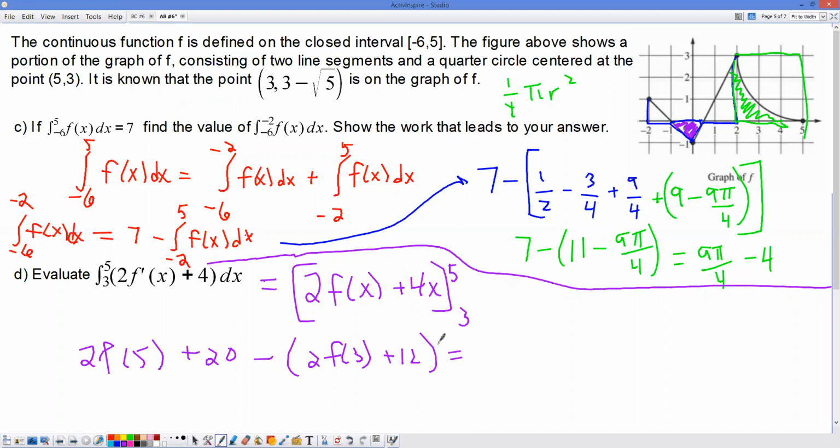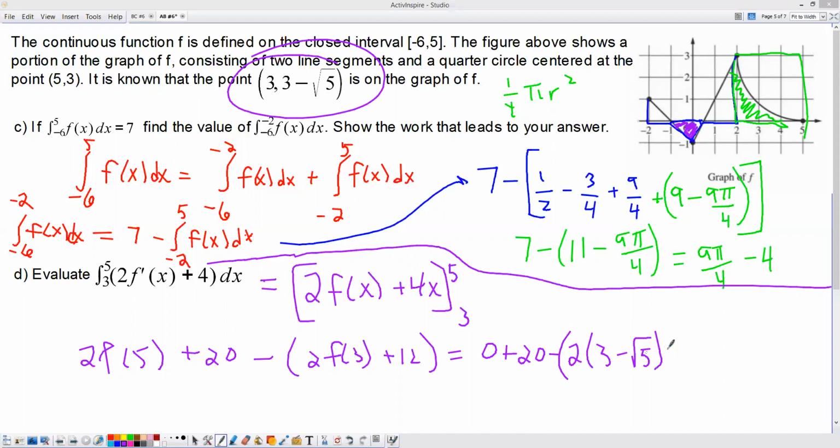So f of 5, let's see, on our graph, f of 5 is 0. So 2 times 0 is 0 plus 20 minus 2 times f of 3. Darius, we find f of 3 because it tells us it is known that the point 3 comma 3 minus root 5 is there. So that's 2f of 3. And then what did I have there? Plus 12 inside those parentheses.